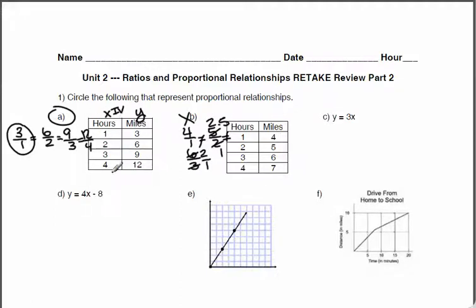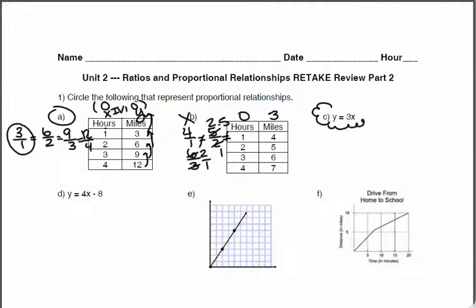Another indicator is that it has to go through 0, 0. Okay, so if we look at this one and we go back 3, back 3, back 3, and then here we go back 3, we're at 0. If we go back 1, back 1, back 1, if we go back 1 more, we're at 0. So this one passes through 0, 0. If we look at this one, we're going back 1 every time to 0. Here we're going back 1 every time, and this one would pass through at 0, 3. So again, we know it's not a proportional relationship.